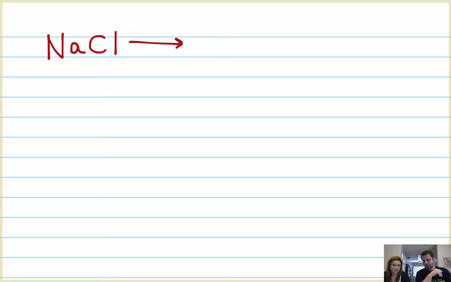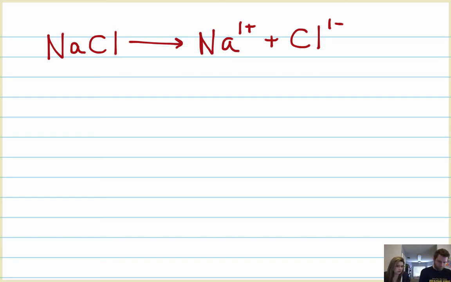Yup, sodium chloride is soluble. So it dissociates into sodium ions and chloride ions in solution. Sodium is 1 plus, chloride is 1 minus. There's just one of each in sodium chloride. Dissociation means it breaks apart. So this is an electrolyte: soluble and ionic.